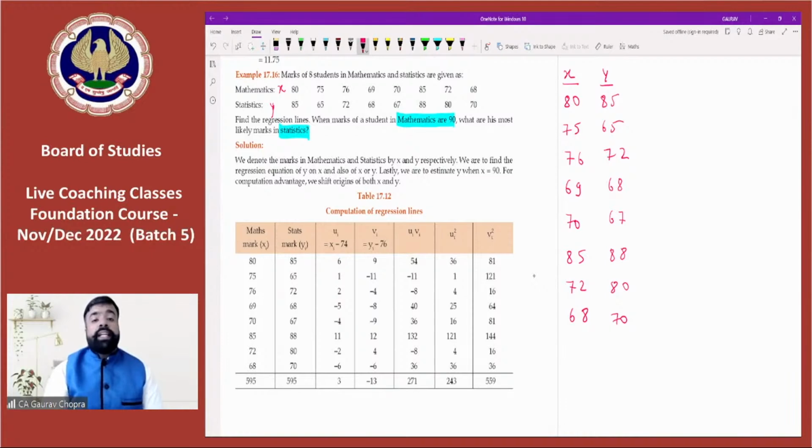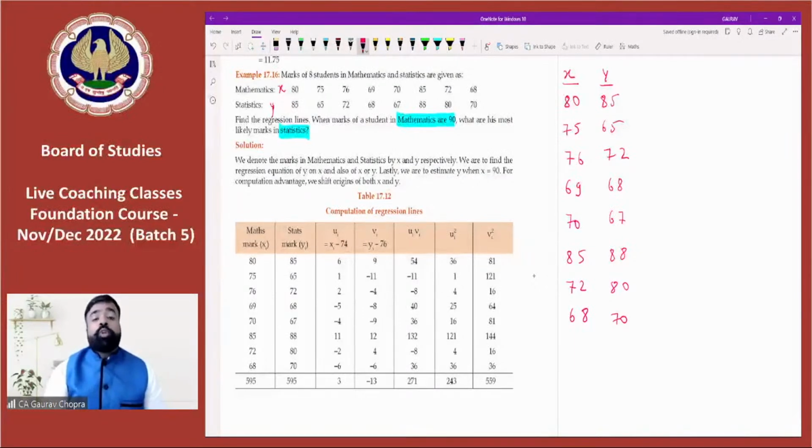Now this time we can try using the shortcut method. All four methods will always give the same result, so you can solve with any one. But whenever the figures are big, it is better to use the shortcut method. So let us try the shortcut one.